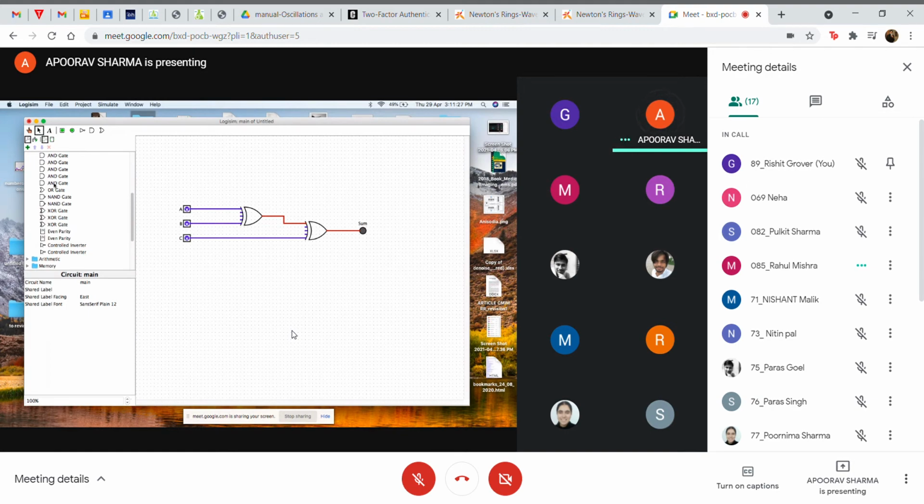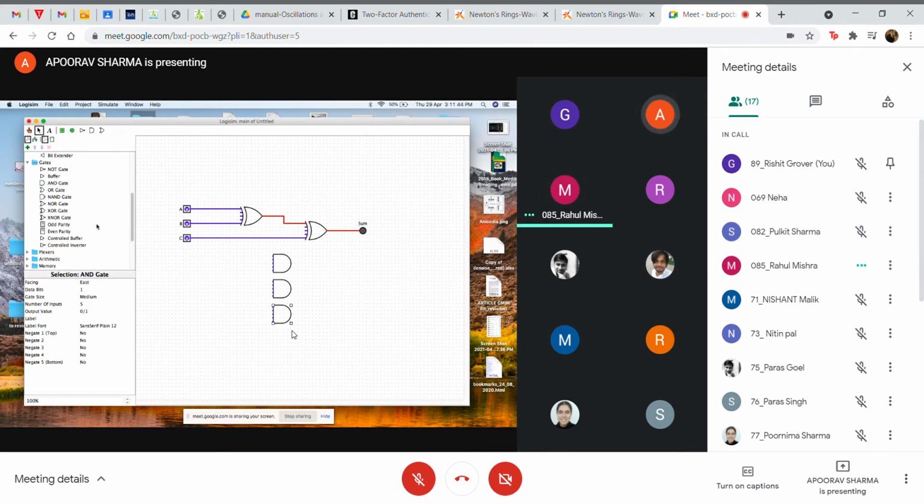Okay. So we will use an AND gate for AB, another AND gate for BC, another AND gate for CA, and what will we do? We will use an OR gate for the logical OR expression.